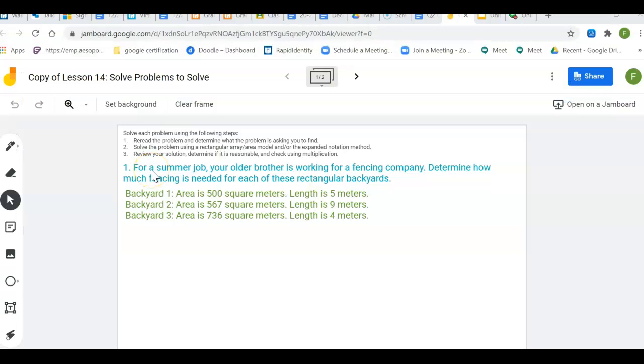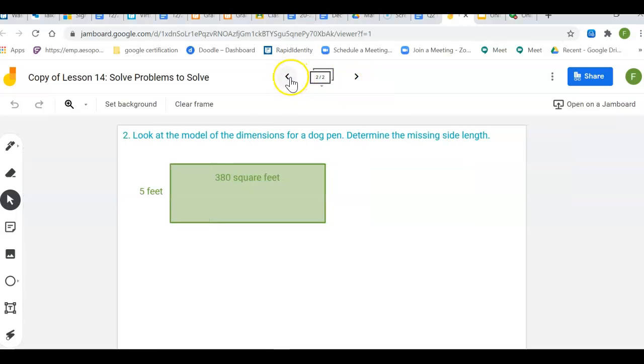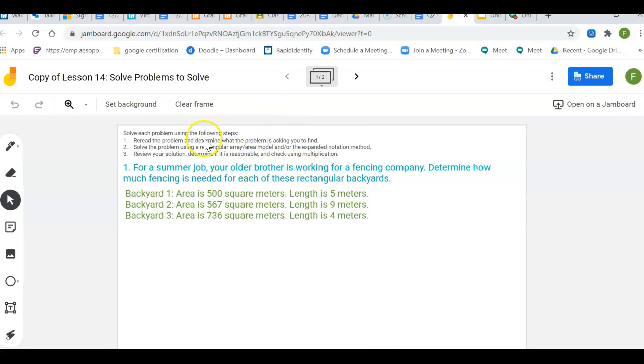All right, so this is our first Jamboard, and there are actually two different pages on this Jamboard. So this is the first, and we use the arrow, we go to the second. So in the first one, we're going to solve each problem using the following steps. So reread the problem and determine what the problem is asking you to find. Second part, solve the problem using a rectangular array or area model and the expanding notation method. 3, review your solution, determine if it is reasonable, and check using multiplication. So you can use the inverse operation to check.